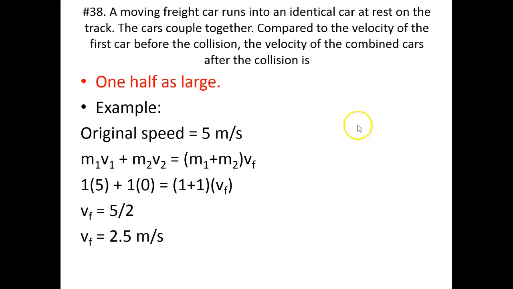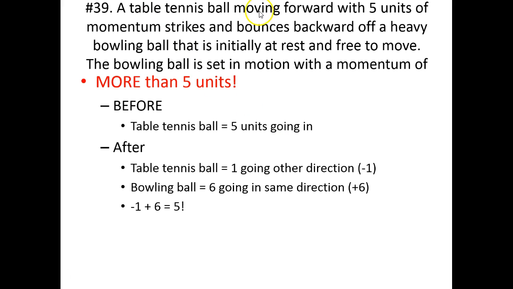For number 39, it says a table tennis ball moving forward with 5 units of momentum strikes and bounces backward off a heavy bowling ball that is initially at rest and free to move. The bowling ball is set into motion with a momentum of, and this is going to be more than 5 units. The table tennis ball has 5 units going in. So when the table tennis ball goes in, one is going in the other direction, all right? And the bowling ball has 6 units going in the same direction. So now if we take -1 plus 6, that equals 5.